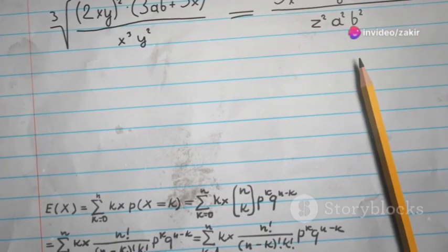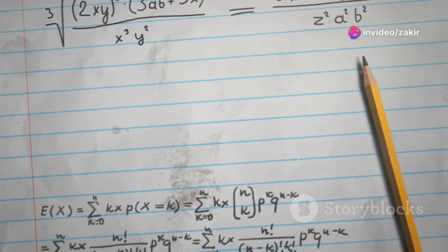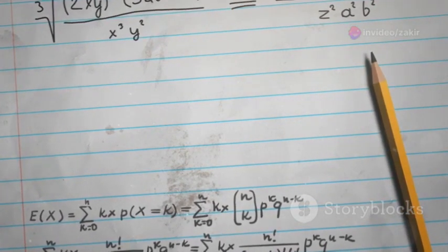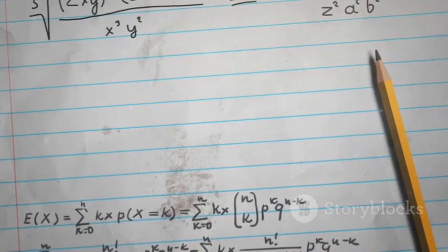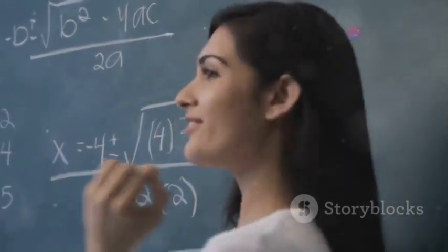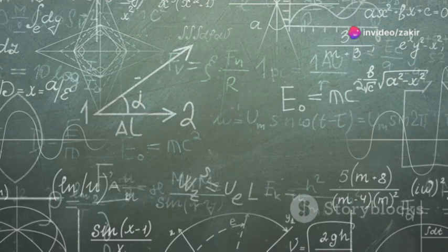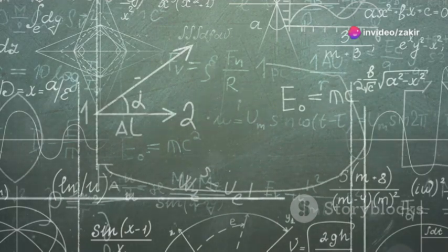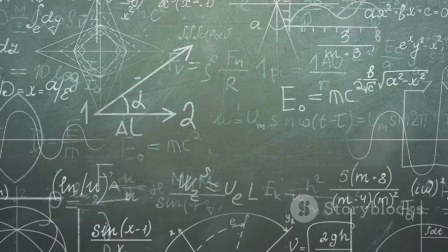The formula itself is surprisingly elegant. x equals negative b plus or minus the square root of b squared minus 4ac, all over 2a. While it may seem daunting at first, breaking it down reveals its simplicity. The expression under the square root, b² - 4ac, is called the discriminant. The discriminant determines the nature of the roots.